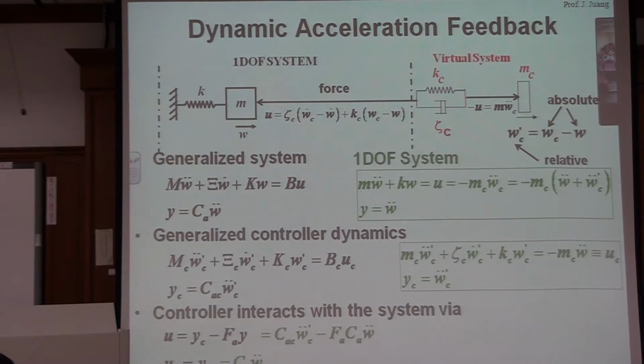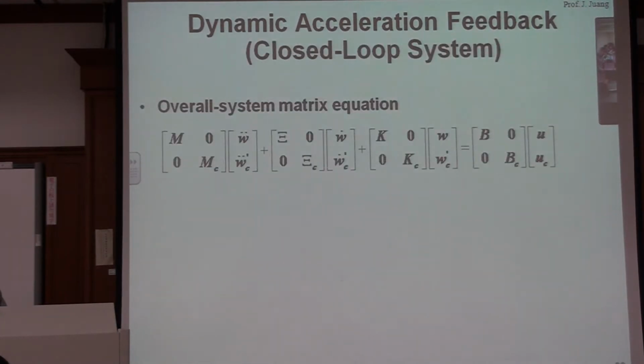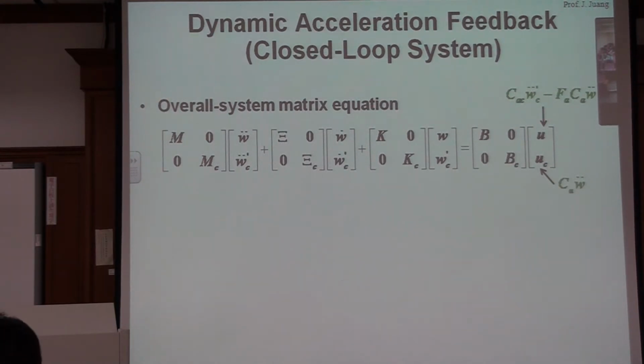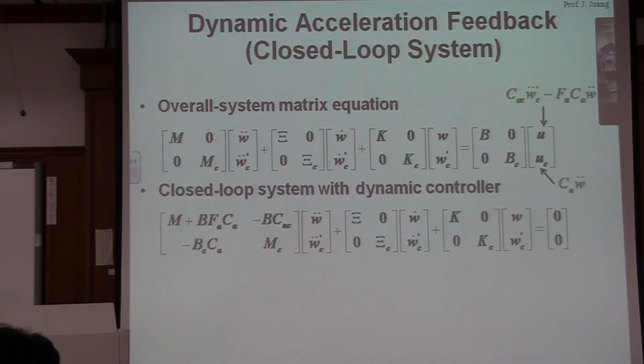Then what is the result in my overall system? My overall system becomes this, like that. That's my overall system. Exactly the same derivations. All right. Now you look at that. The difference is now the coupling. The coupling is in the mass matrix. It is not the stiffness matrix anymore.